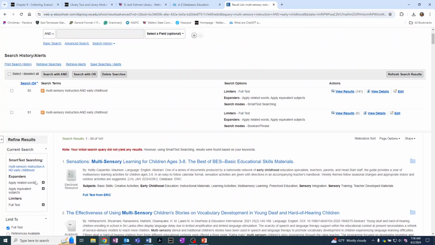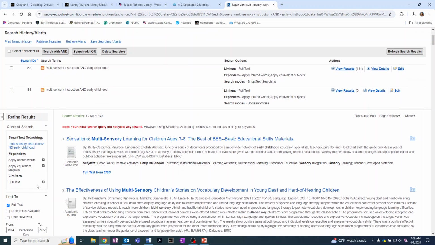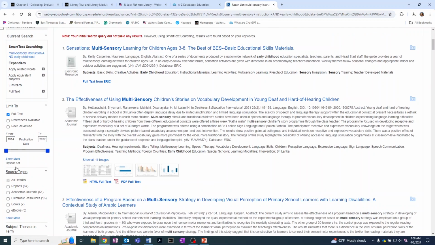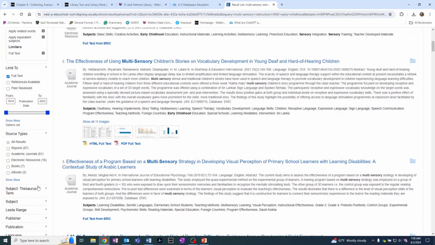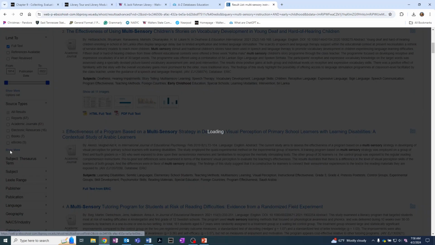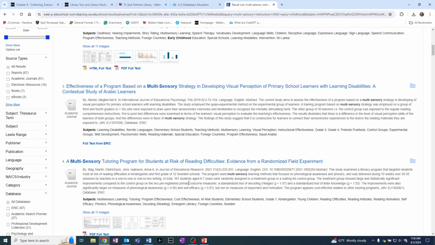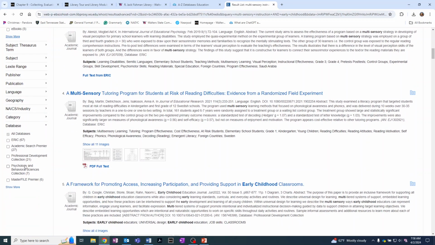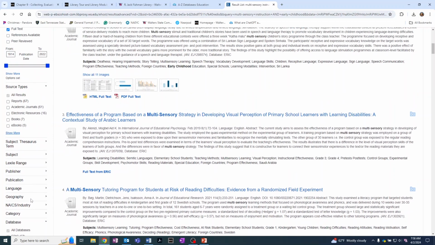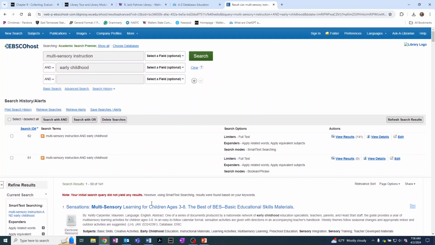Another thing to think about is that whenever you're doing it, you have to look at the dates. You'll see this is from 1914 to 2022. If you're looking for the most relevant information, you will have to change the date if you want it more current. You can also search by the different types of source you want: ebooks, books, journals, those sorts of things. So these are things to keep in mind as well.